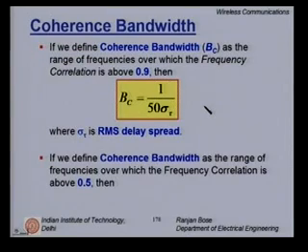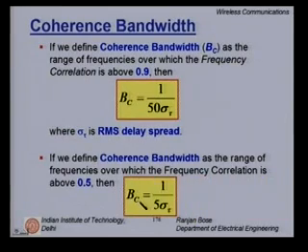The other popular definition of coherence bandwidth is the range of frequencies over which the frequency correlation is above 0.5. If we go by this definition, then B subscript C, the coherence bandwidth, is nothing but 1 over 5 sigma tau. Sigma tau is the RMS delay spread.